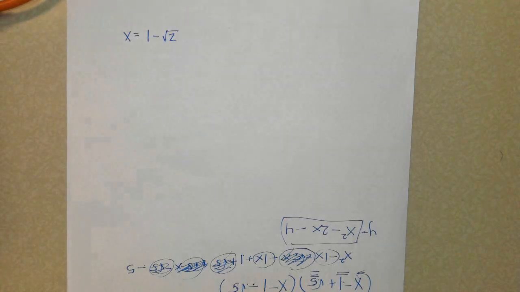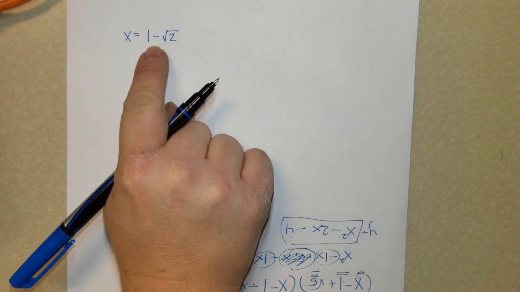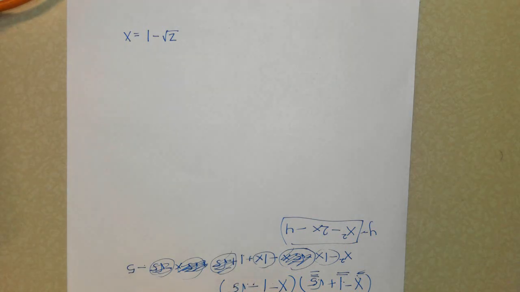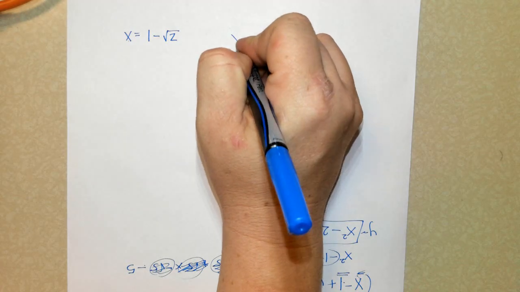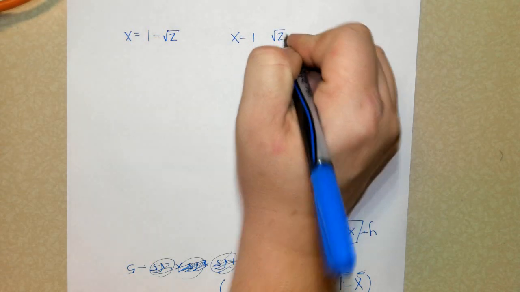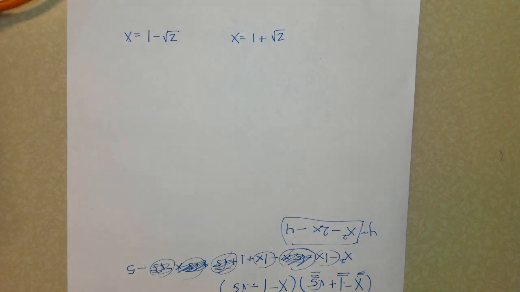Let's write this problem down. So you are to write a quadratic function in standard form given that one of the zeros is x equals 1 minus the square root of 2. Use the previous example and work with your partner. So if this is one solution of the quadratic function, the other solution will have a plus sign.